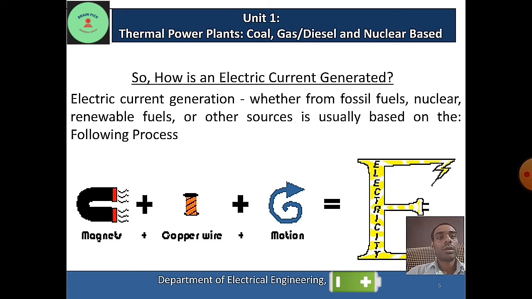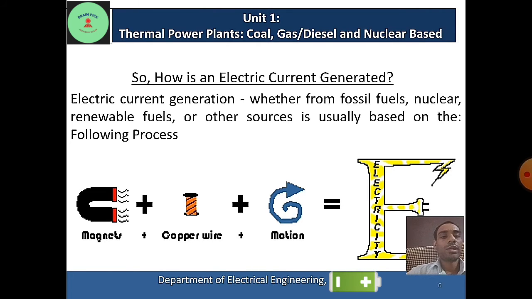Electric power generation, whether it is from fossil fuels, nuclear or renewable fuels or other sources, is usually based on the following process. It requires magnets, that is a magnetic field, and copper wire, that is winding or conductors, and motion. Either the magnetic field is stationary or the copper conductors are stationary, and the combination gives electric power. The machine used for power generation is called an alternator, which produces AC power, or a generator, which produces DC power.